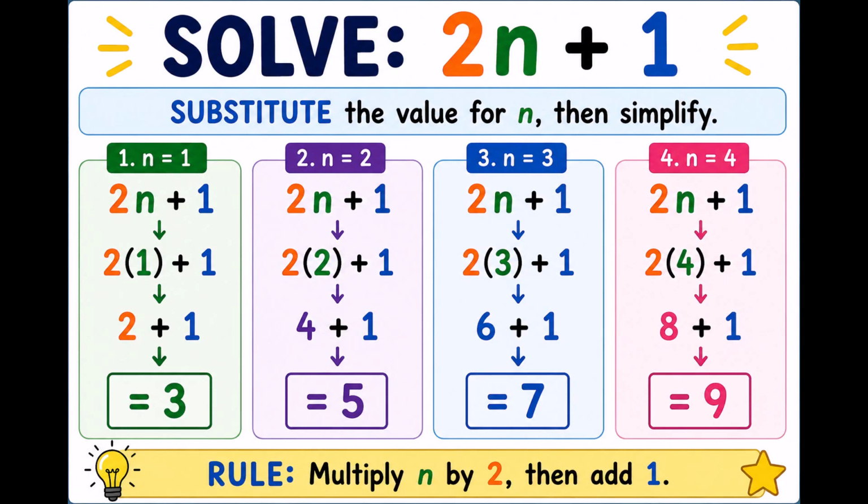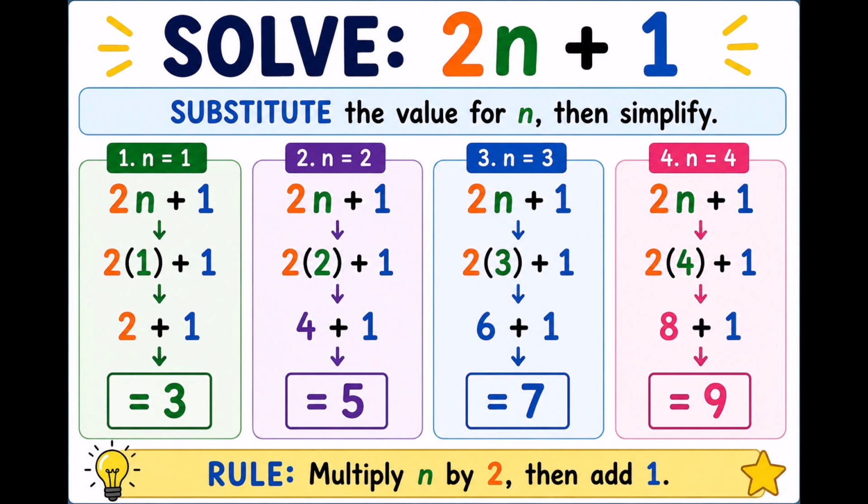Now let's go to number 2. We will substitute number 2 for the variable n in number 2. 2n plus 1. 2 times 2 plus 1. 2 times 2 gives us 4. Plus 1 equals 5. Now we're substituting 3 for the variable n in number 3. 2n plus 1 means 2 times 3 plus 1. 2 times 3 gives us 6 plus 1, which is 7.